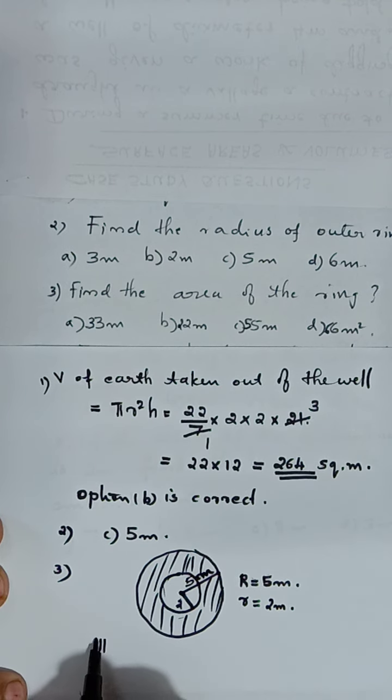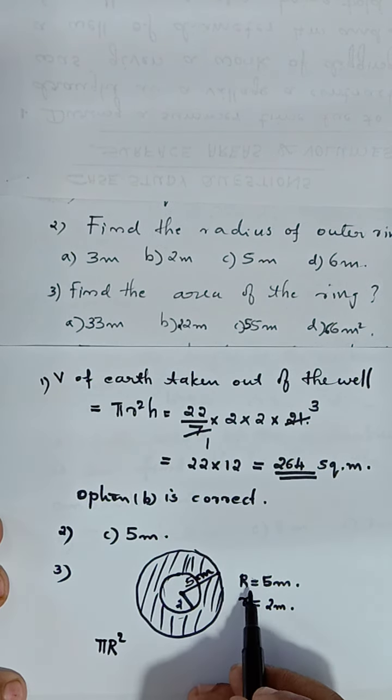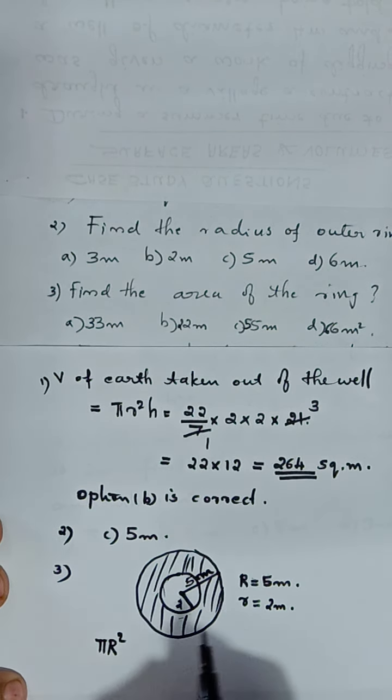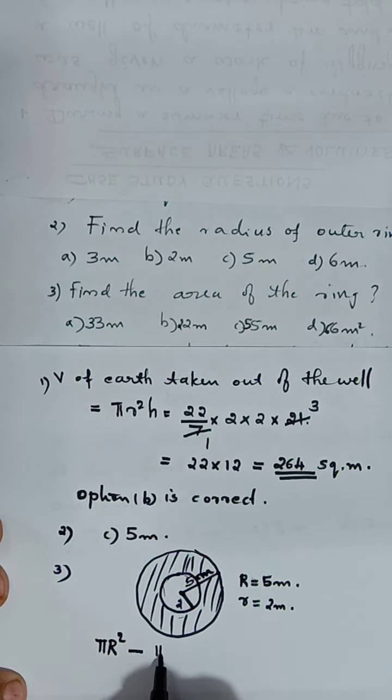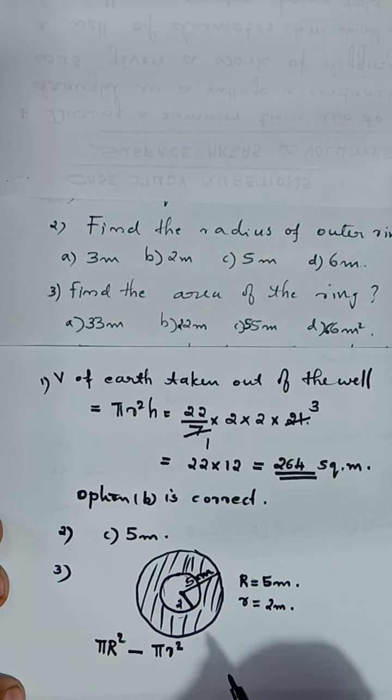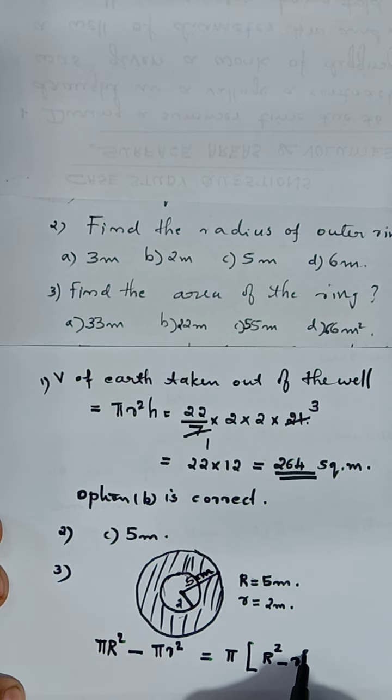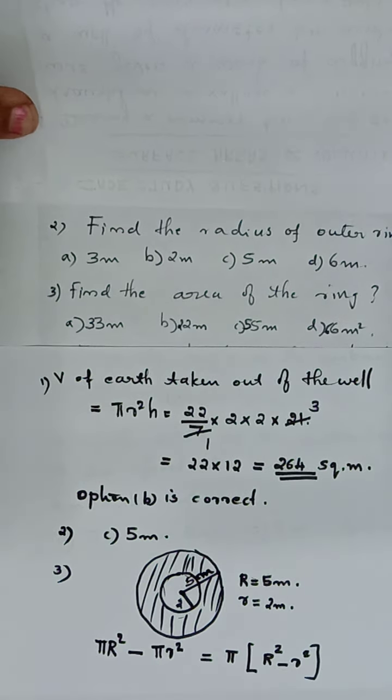Therefore, a circle's area we know is pi R square, with the capital R for the big one. From that we are subtracting the smaller circle's area using pi r square, small r. Here pi is common, so we have pi times R square minus r square in the bracket.